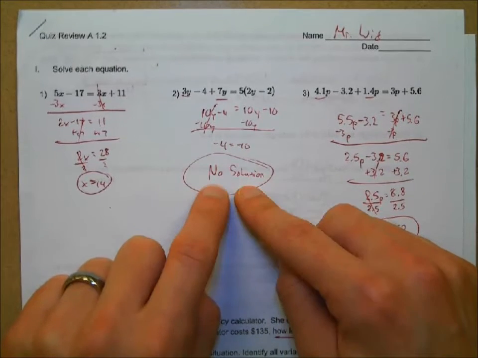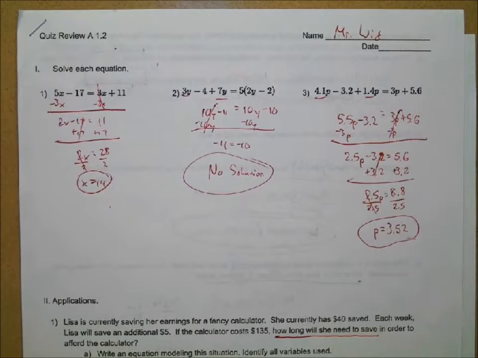Now, there are other situations. For example, sometimes you can get negative 4 equals negative 4. Okay? And in that situation, it would be infinite solutions. Or if you got 0 equals 0 or 10 equals 10, infinite solutions there. That means any number you plug in will always solve the equation. But here, this is never true, so there is no number you can put in for y that will make both these sides equal.